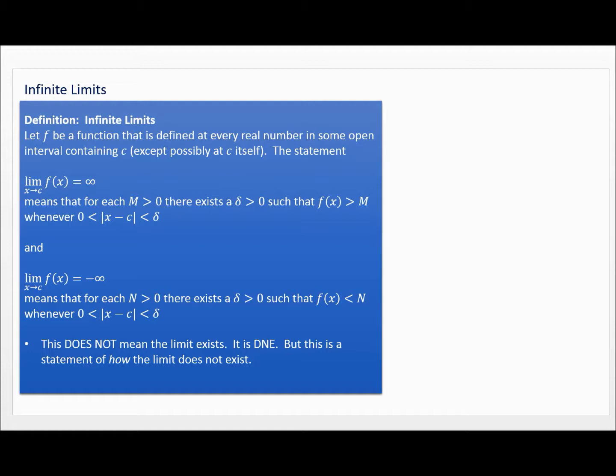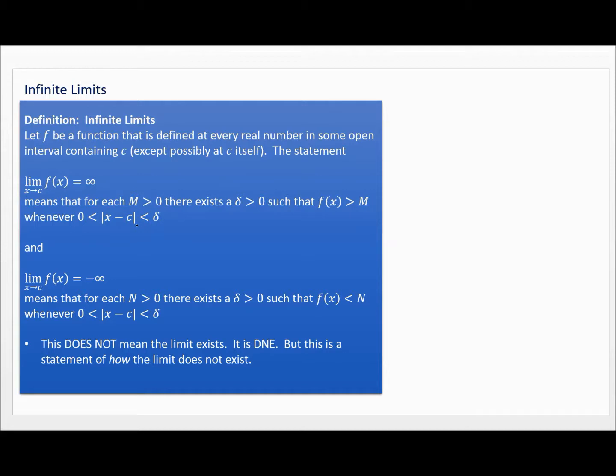So let f be a function that is defined at every real number in some open interval containing c. Remember, it doesn't have to be defined at c itself. It says that the limit as x approaches c of f of x equals infinity. Here's what that means. For each m greater than 0, there exists a delta, remember delta is a small number, such that f of x is bigger than m whenever 0 is less than the absolute value of x minus c is less than delta.